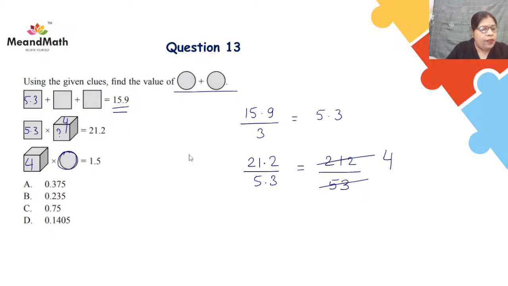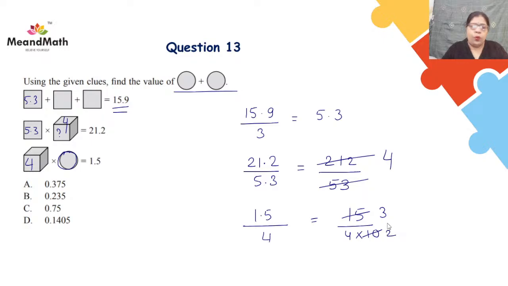Now you have 4 over here and you have a circle. Still, you want to find the value of the circle. Same trick, 1.5 divided by 4. 1.5 is 15 by 10, divided by 4. Let's reduce it. 5 twos are 10, 5 threes are 15. So this is 3 by 8. On dividing 3 by 8 in decimals, we get 0.375.